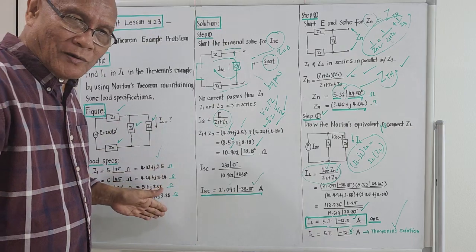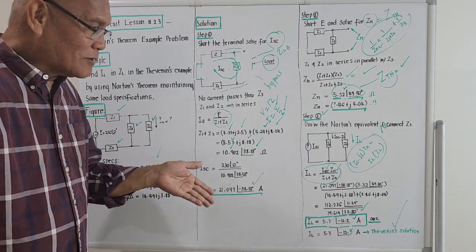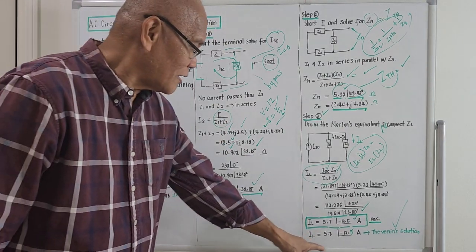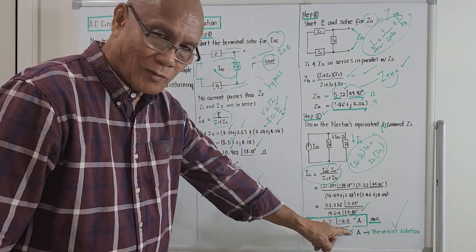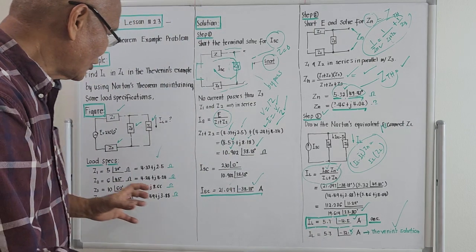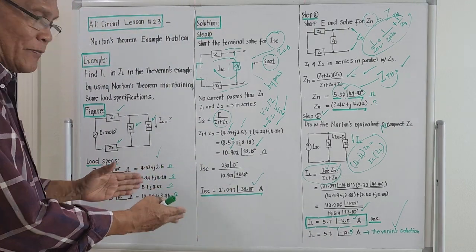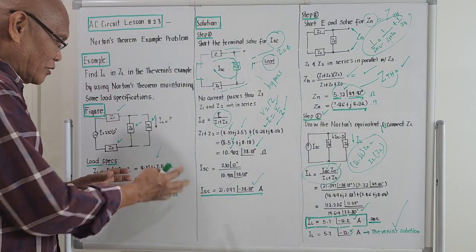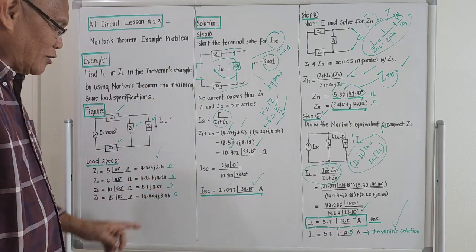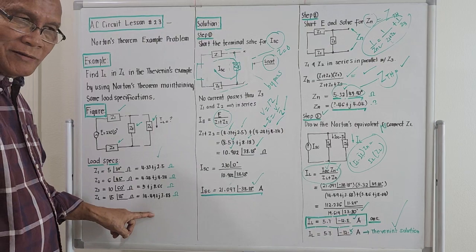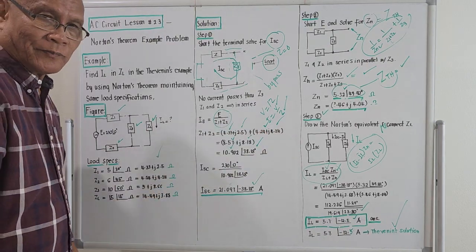So for this example, Thevenin's solution is 5.7 negative 12.5. Norton's solution, the result is 5.7 negative 12.5. So don't make mistakes on changing from polar to rectangular. Take it easy, okay? Because if you make one mistake on the side, it's all wrong.